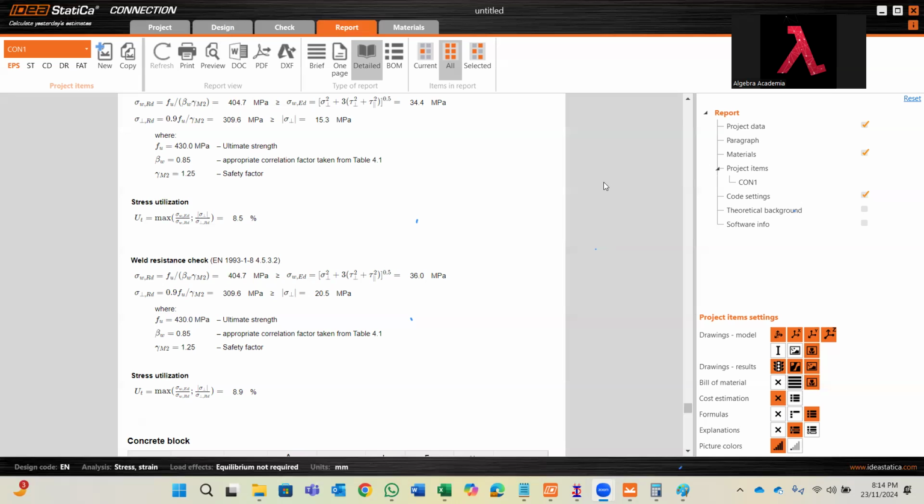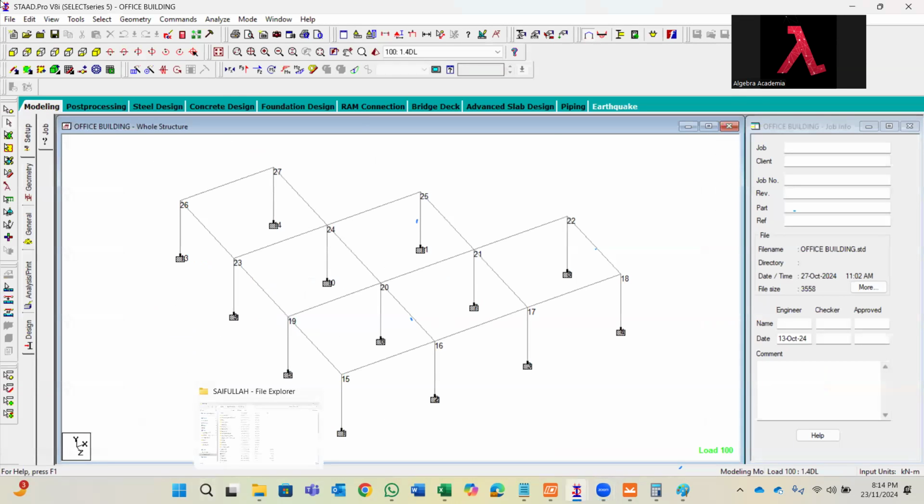Okay, let me go for further connections. I'll open the STAAD model again. Shift N is used to identify the node number. I'll go for Shift N and Shift B again. Shift B shows the beam number as well as the node number.